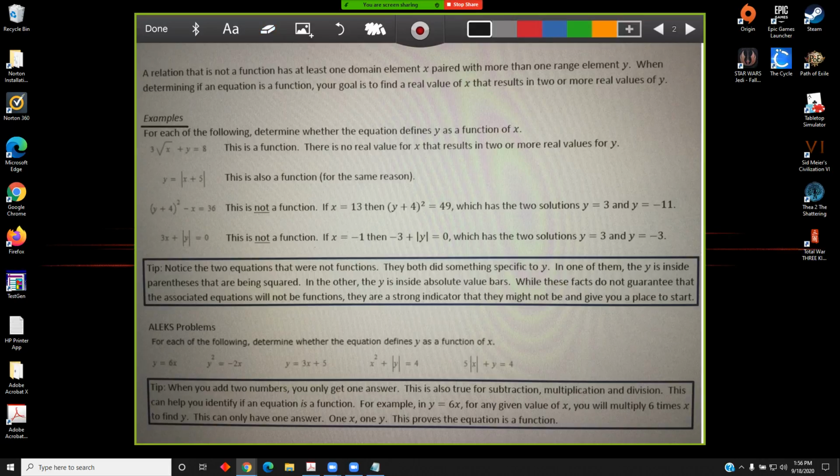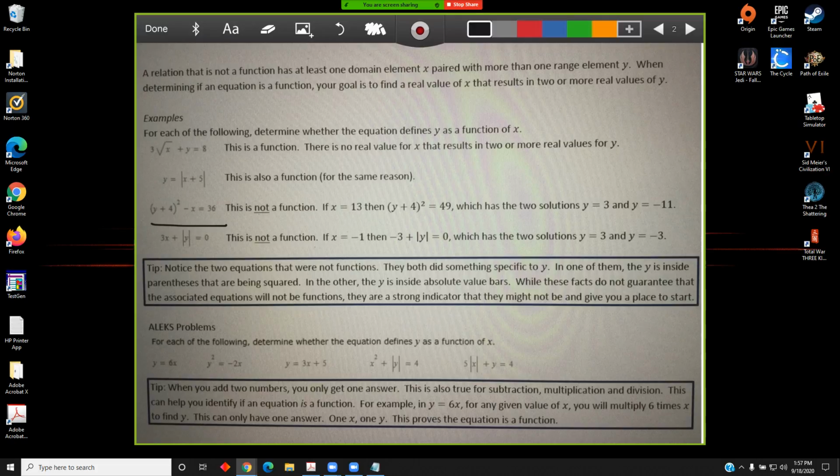For each of the following, determine whether the equation defines y as a function of x. Our first equation is 3 times the square root of x plus y equals 8. This is a function. There is no real value for x that results in two or more real values for y. Next equation. Y equals the absolute value of the sum x plus 5. This is also a function for the same reason.